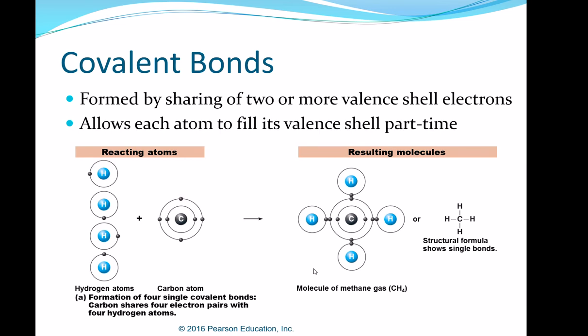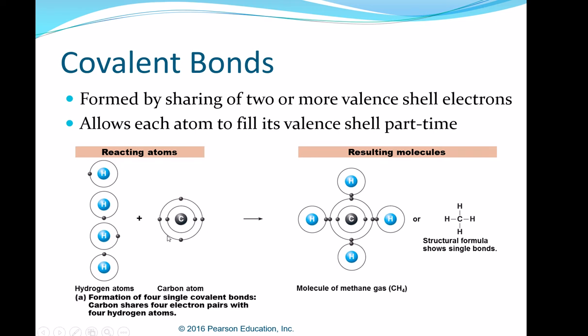Covalent bonds share their valence electrons. So part of the time, the valence shell electrons will kind of hang out with one atom, and part of the time they'll kind of hang out with the other atom. And it's a sharing of these electrons. So it's not one giving them up to another.